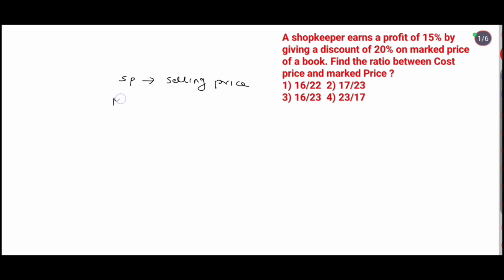The market price multiplied by the discount, 100 minus 20, divided by 100. This is the selling price. In another way, using profit, cost price multiplied by 100 plus 15, this is the 15% profit, divided by 100. Equal. 100 cancel.